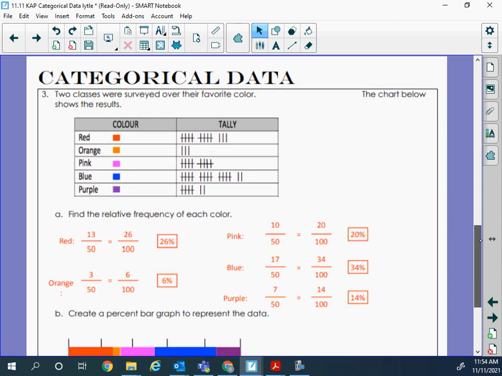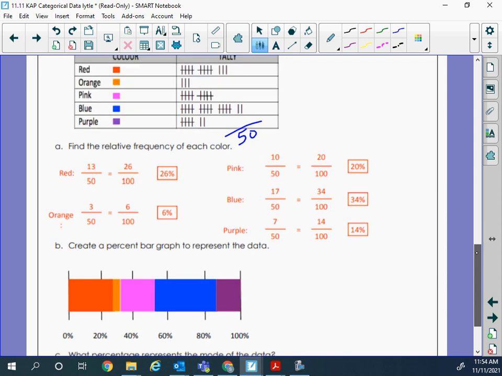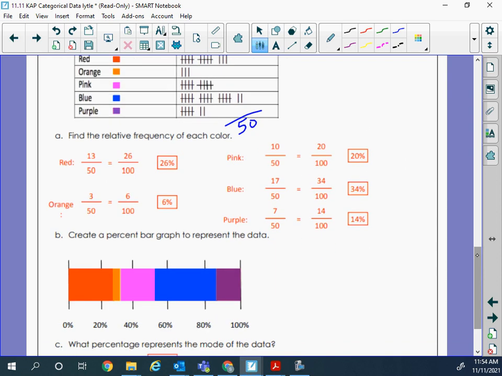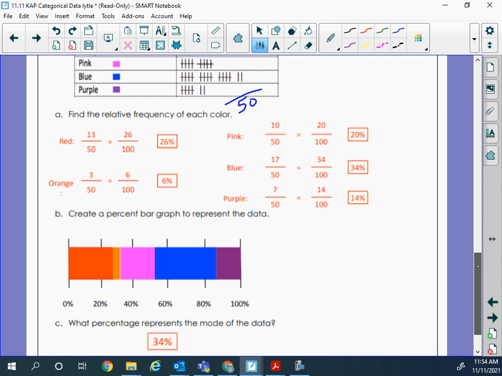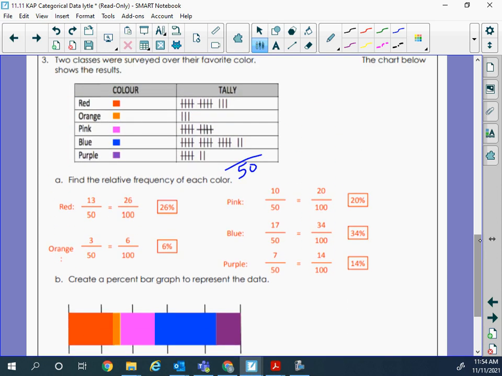Here's the last one. It wanted to know the relative frequency for each color. I got it correct. So that's why we needed to add those tallies, because this made the total 50, correct? Which then of course made it way easier to do the work. And then we had to create a percent bar graph. So check your answers. Which one represented the mode? What percentage represents the mode, guys? Blue. Blue, because it was the most, right? Okay.